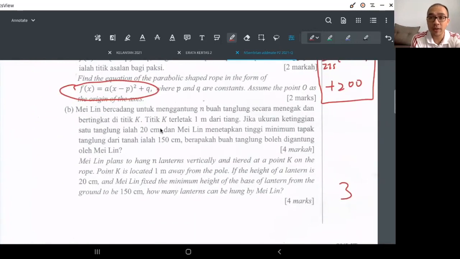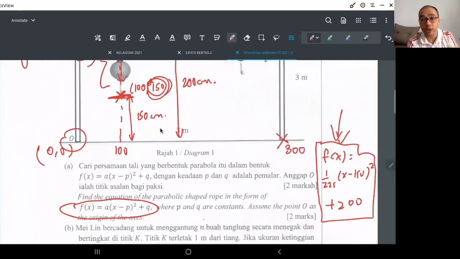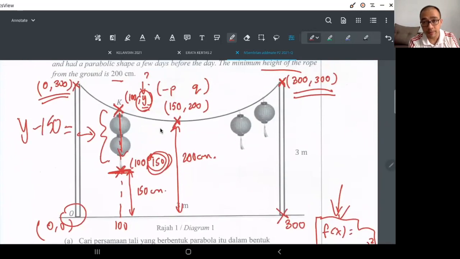It's a very long calculation just to count 3 lanterns. But yeah, that's how it is. So find the y coordinate, use this equation, find the y coordinate, then you minus the 150, and then you can get how many lanterns there are. Because when you minus the 150, you will get the amount of space there is for the lanterns that you can hang. You just divide by 20. You should be able to get the answer around 3. I think the answer is 3.04 or something like that.